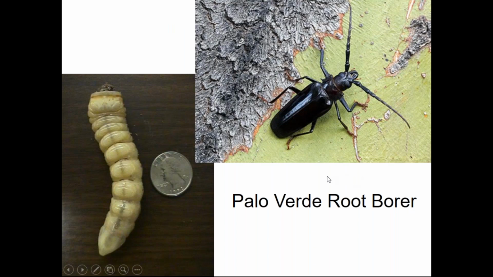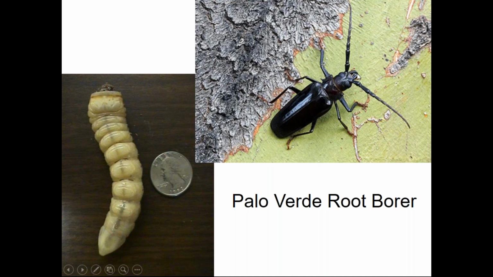This is a really big beetle that we see near Palo Verde trees and also in date groves down here in the Coachella Valley. It's called the Palo Verde root borer. It's often mistaken for a cockroach, but it's actually a beetle, a longhorn beetle with those long antennae. So they look scary. They're quite large, but you know, they're essentially harmless.